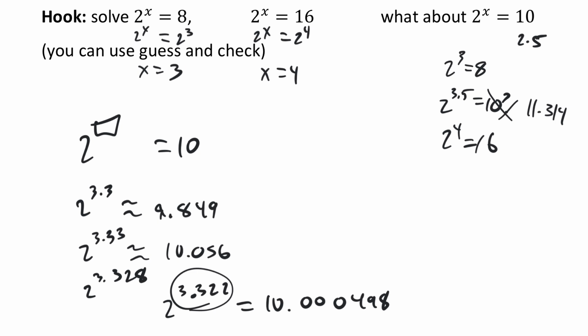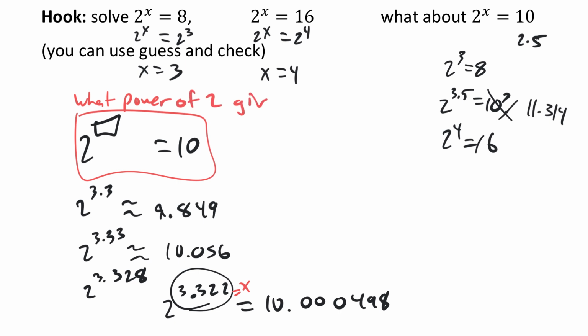But this method kind of sucks, right? You're going to be here all day if you just have to guess and check to solve for x. Like, say, okay, so x equals 3.322 because I tried a bunch of numbers. If only there was a way of saying, what power of 2 gives 10? Because that's what this statement is saying. In English, this is saying, what power of 2 gives 10.